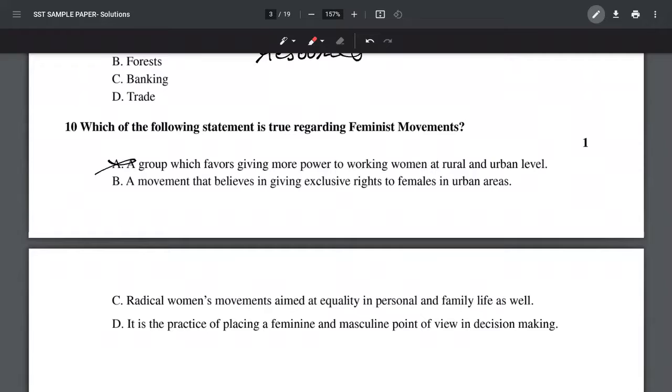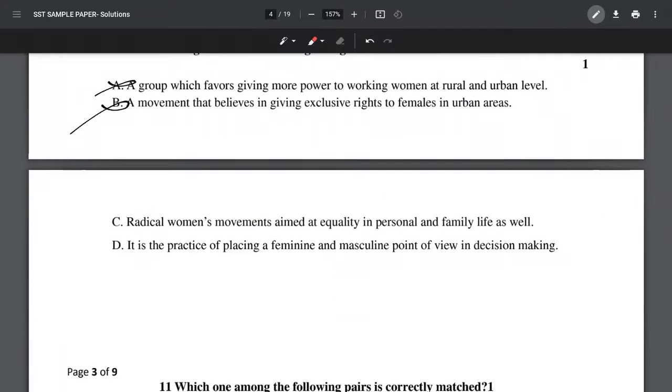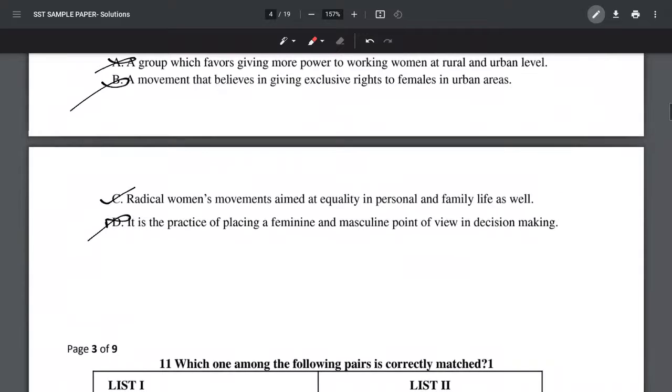Next, a movement that believes in giving exclusive rights to females in urban areas. Not only urban, it's even in rural areas. So that's also wrong. Radical women's movements aimed at equality in personal and family life as well. Yes, that's correct. The main thing was equality in personal as well as family life. Let's see D also. It is a practice of placing a feminine and masculine point of view in decision. No, that's not a thing. That's just decision making. So C is the right answer for feminist movements.